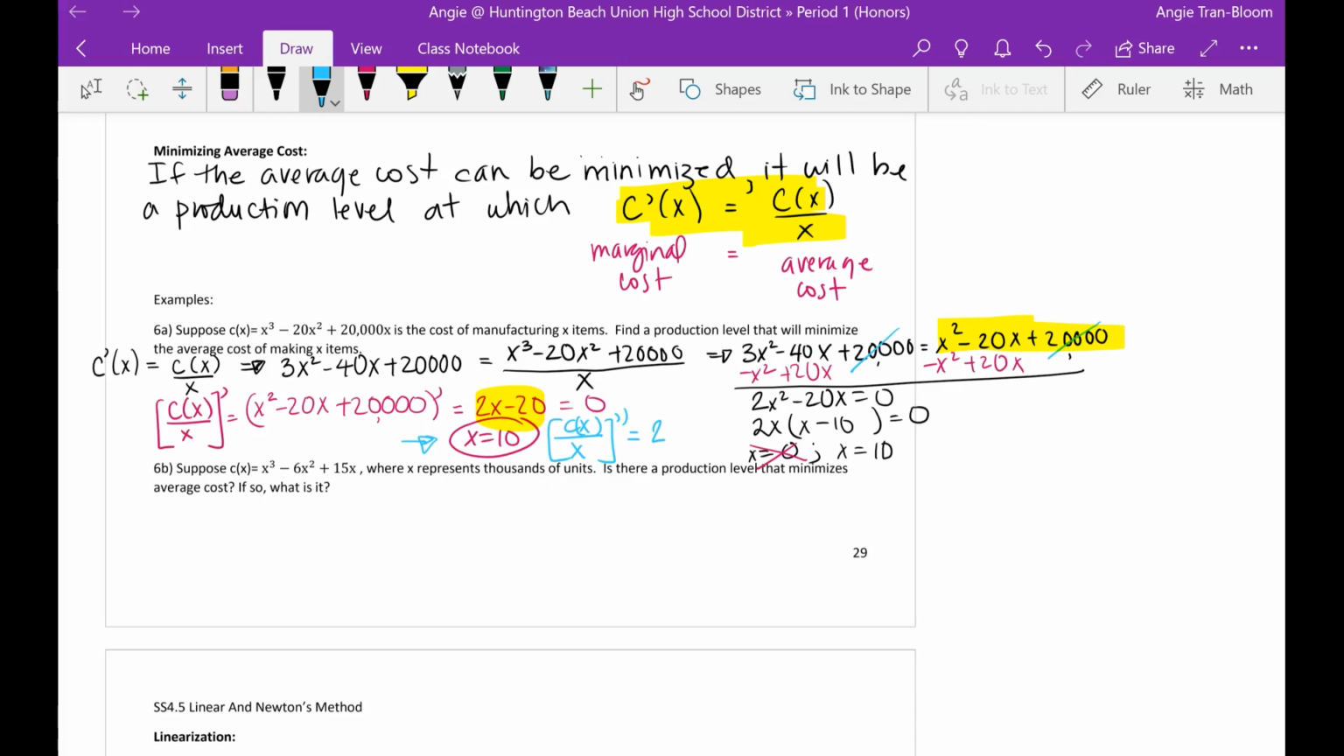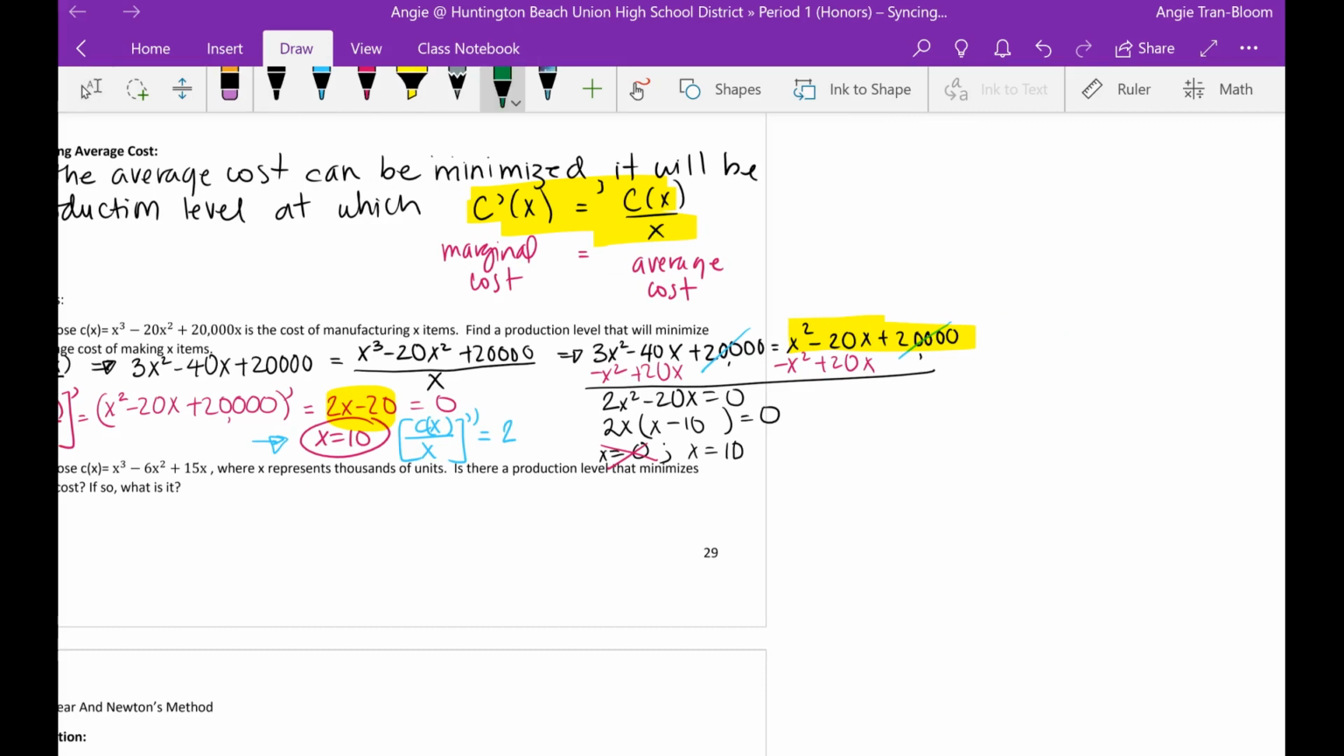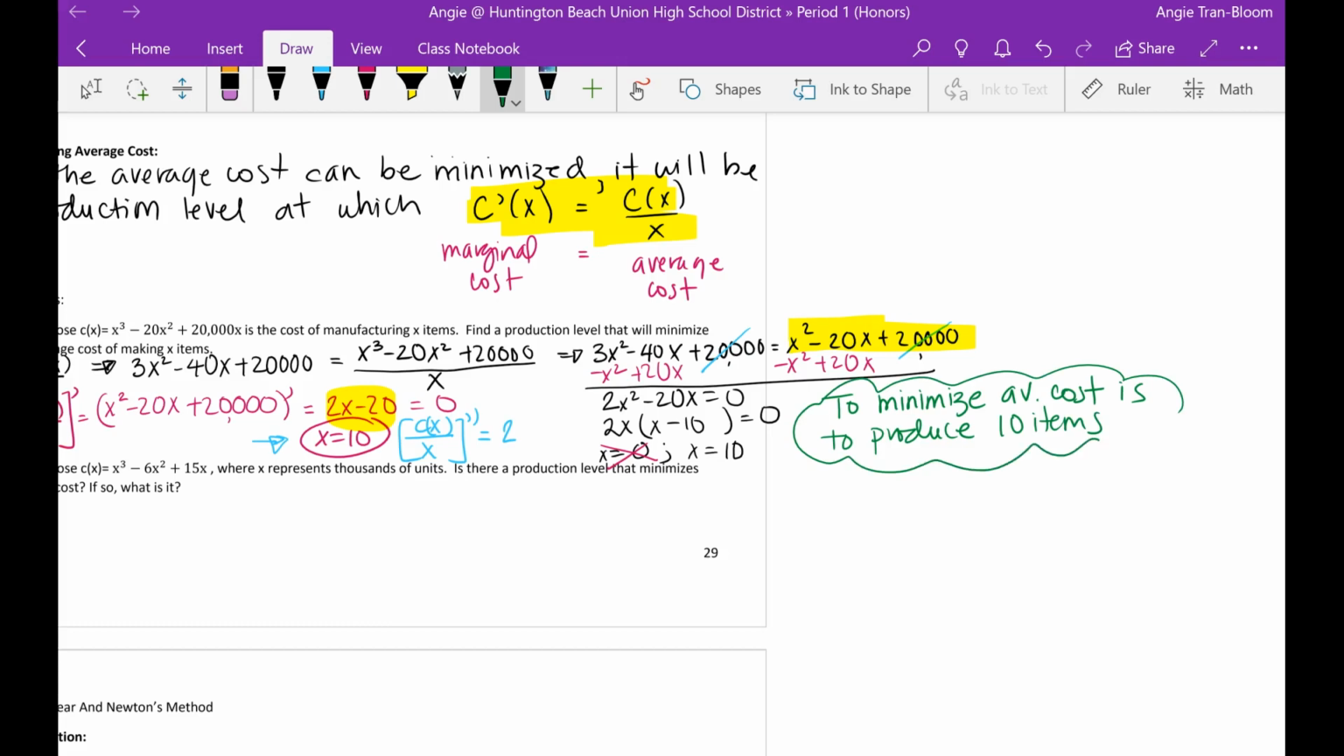Which means the minimum average cost is at 10 items. Or, to minimize the average cost, you produce 10 items. So that's what I'm going to write as my answer. To minimize average cost is to produce 10 items. All right, so that's what that is.